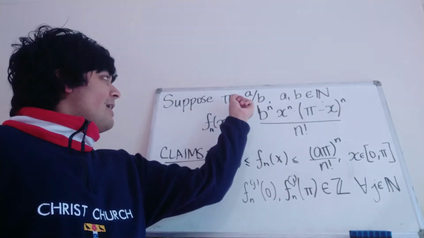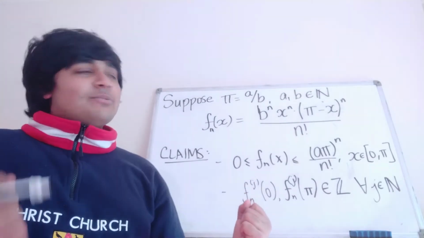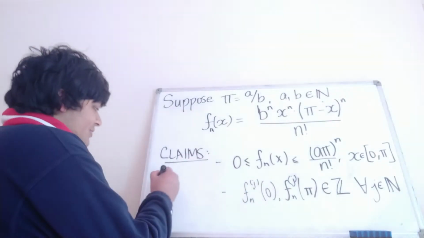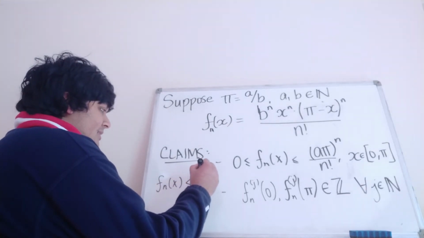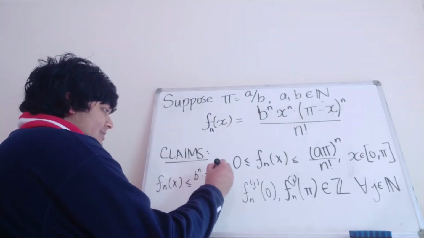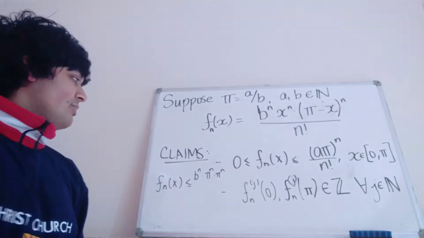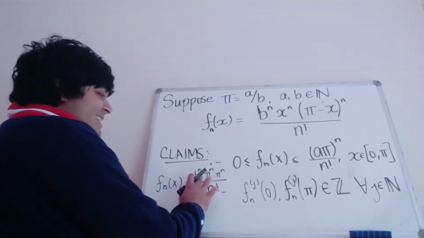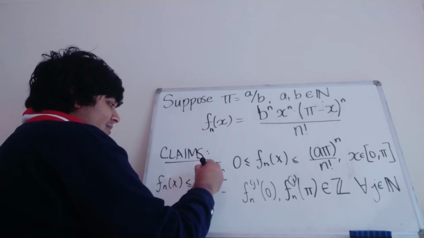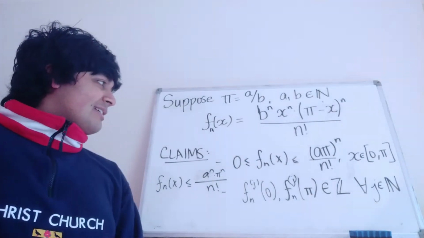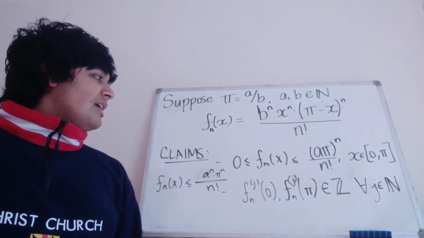But remember, pi equals a over b. So if you multiply both sides by b, we get that a is equal to pi times b. So we have, let me just write it here, f_n of x is less than or equal to b to the n times pi to the n times pi to the n. But pi to the n times b to the n is just (pi b) to the n, which is, oh, there's an n factorial there. This pi to the n times b to the n is just a to the n. And that's exactly what we have there. So that kind of proves our first claim. And the second claim is a bit more tedious to go into a proof for, but it's kind of clear.